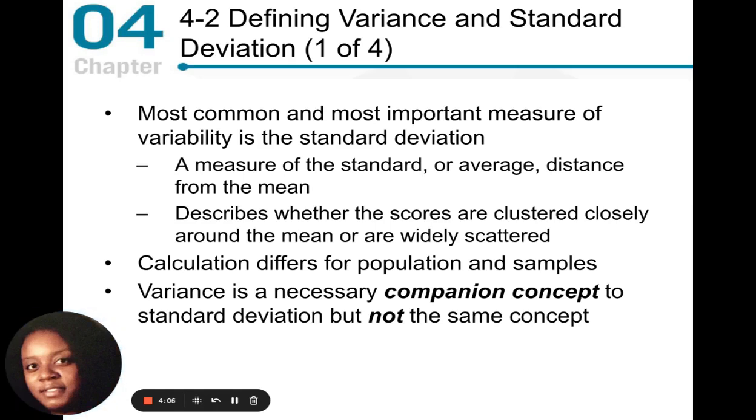When we want to define variance and standard deviation, we can look at these 2 concepts as the most common and most important measures of variability. Standard deviation is what you would primarily use whenever you're conducting experimental research. It's a measure of the standard or average distance from the mean, and it also can help us describe whether the scores are clustered closely around the mean or widely scattered.